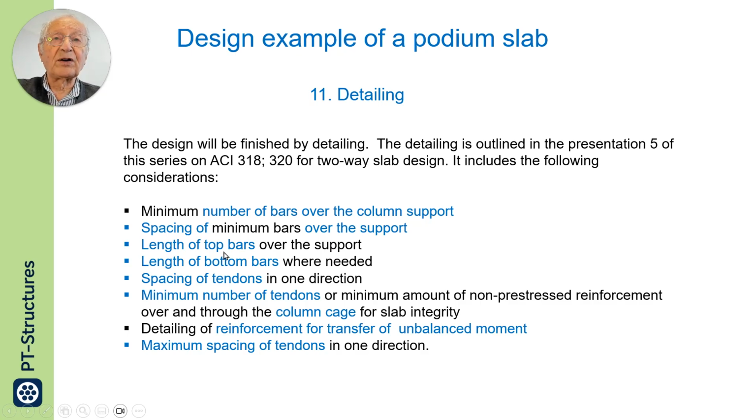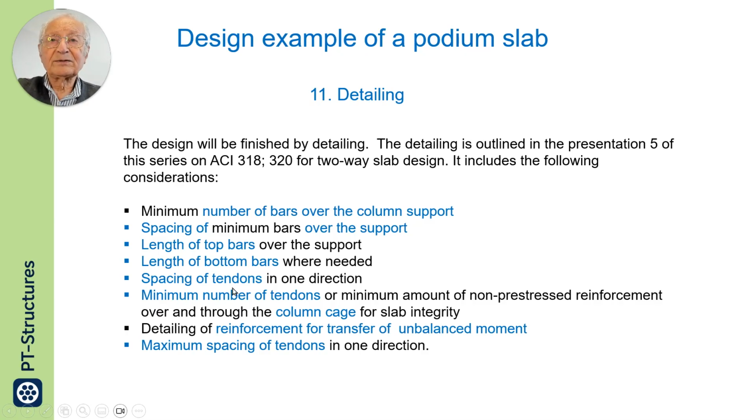Length of the top bars over the support. There is a requirement: clear span over 3, that is the minimum. Length of the bottom bars, where needed, is span over 2, again given in that presentation. Spacing of the tendons in one direction is specified somewhere.